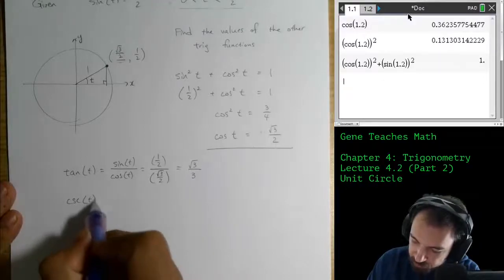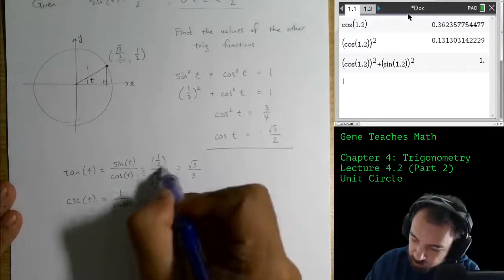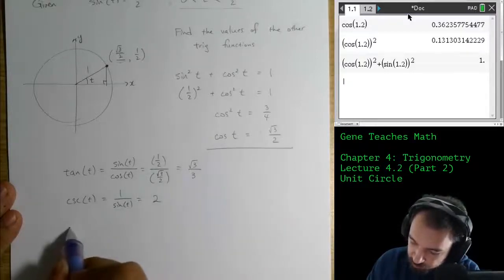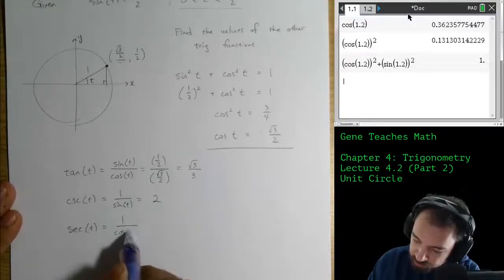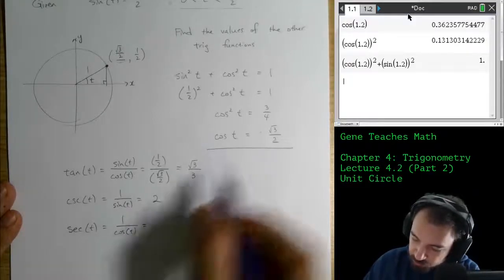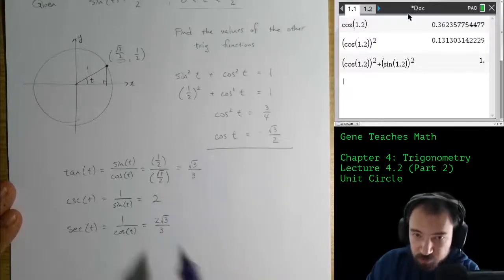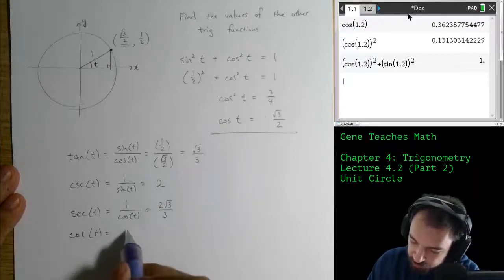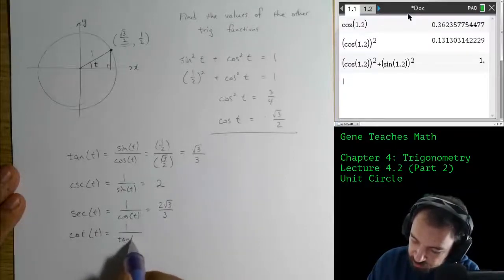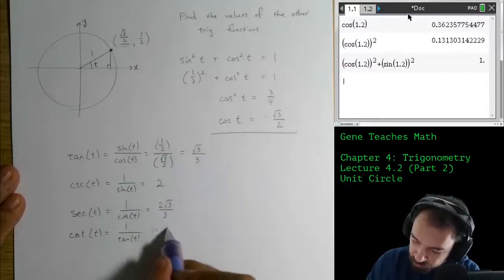Cosecant of t is the reciprocal of sine of t. So that would be 1 over 1/2, hence 2. We'd say secant of t is the reciprocal of cosine t. So that would be the reciprocal of root 3 over 2. When you rationalize the denominator, that turns into 2 root 3 over 3. And the last one, cotangent of t, is going to be 1 over the tangent of t, which is going to be the reciprocal of this, simply root 3.